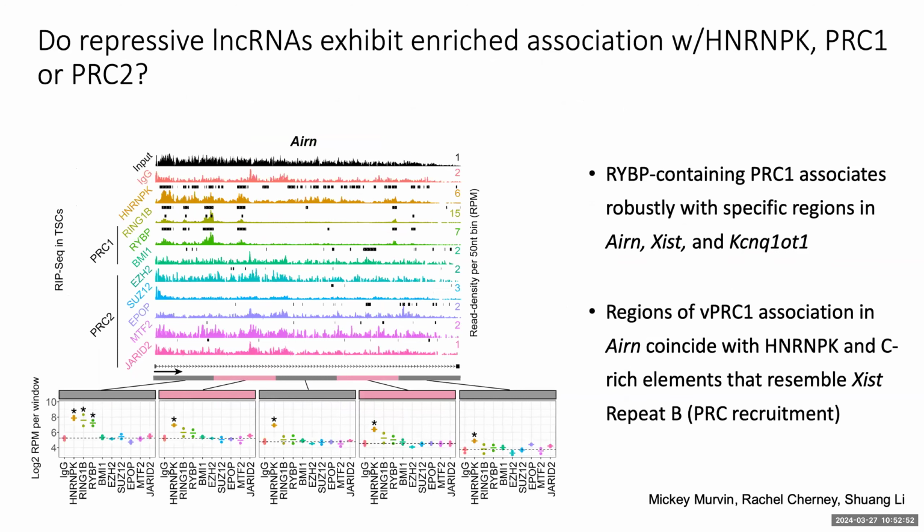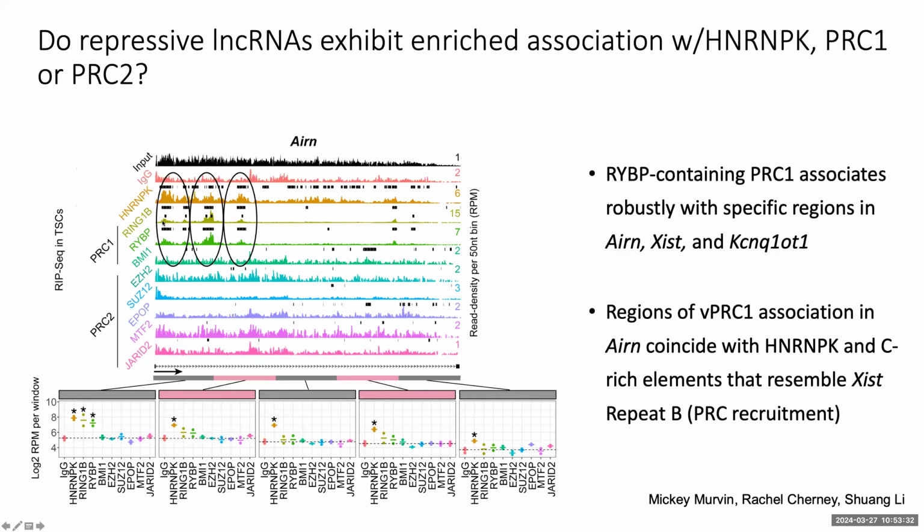And so I'll show you the data over Air first. There's a lot of information on this slide, so hopefully I can make some of it clear to you. But I think the thing that was most obvious when we looked at these data is that there are regions of the Air non-coding RNA that associate with above background levels of what we infer to be variant PRC1 complexes. And these VPRC1 enriched regions co-localize with regions of the Air non-coding RNA that are also enriched in association with HNRPK. So, consistent with the Brockdorff model.